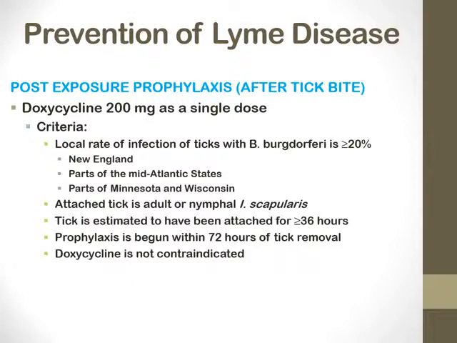You want to make sure that the tick attached was actually an I. scapularis if possible. And you want to make sure that the tick has been attached for more than 36 hours. This is often difficult for a patient to estimate, but a degree of engorgement of the tick can give you an estimate there if they bring the tick into you or take a picture of it. You have to start the prophylaxis early and make sure doxycycline is not contraindicated. Remember, doxycycline is a well-tolerated drug, but is contraindicated in pregnancy as well as children younger than 8 years of age.